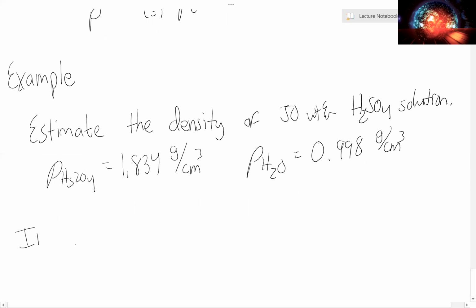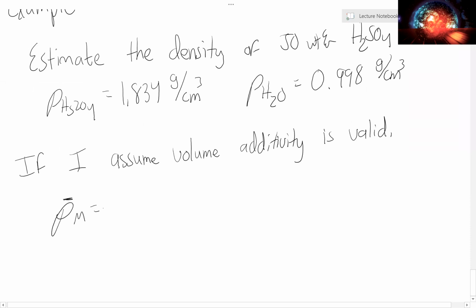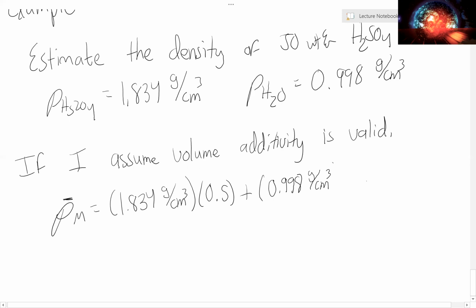If I assume volume additivity holds, or is valid, I can calculate the density of the mixture as the density of the sulfuric acid, 1.834 grams per cubic centimeter times its mass fraction of 0.5, plus the density of water, 0.998 grams per cubic centimeter times its mass fraction of 0.5. Doing this calculation, I get a density of 1.42 grams per cubic centimeter.